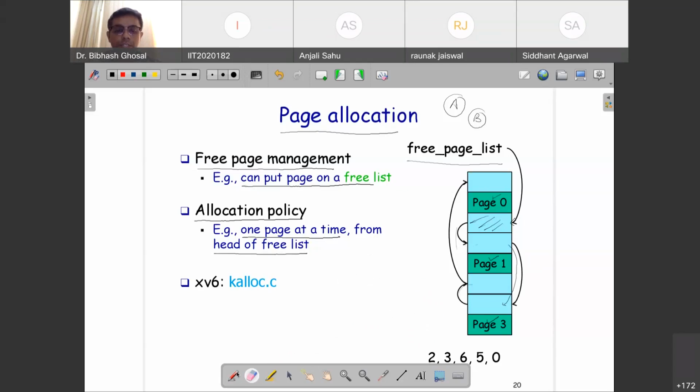So as you see, this is the list that is maintained. The page or frame numbers are 0, 1, 2, 3, 4, 5, 6, 7. So what is the free list? The head is currently 0, 1, 2. This is the head. This is pointing to 3, 3 is pointing to 6, 6 is pointing to 5, and 5 is pointing to 6. That's the list that is created. Okay. This information is in xv6 present in a file called kalloc.c.